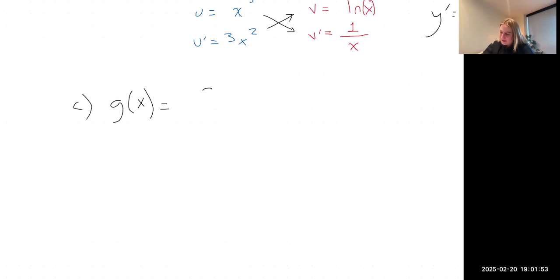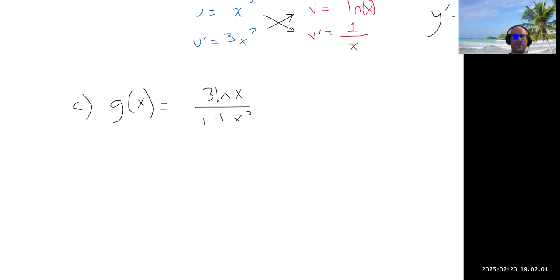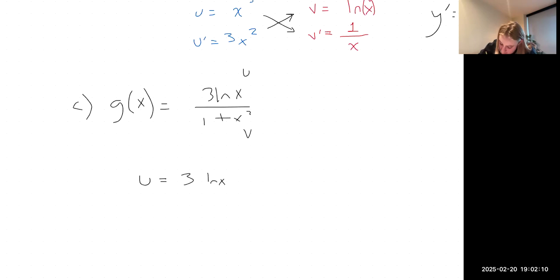So this is not going to be as crazy as it looked. But I still need u and v. Yeah, we can do this as the u and this is the v. Okay. So u equals 3 ln x. Because it's not ln 3x, it's 3 times ln, so it's 3 times 0. So it's just, but it's still 0.